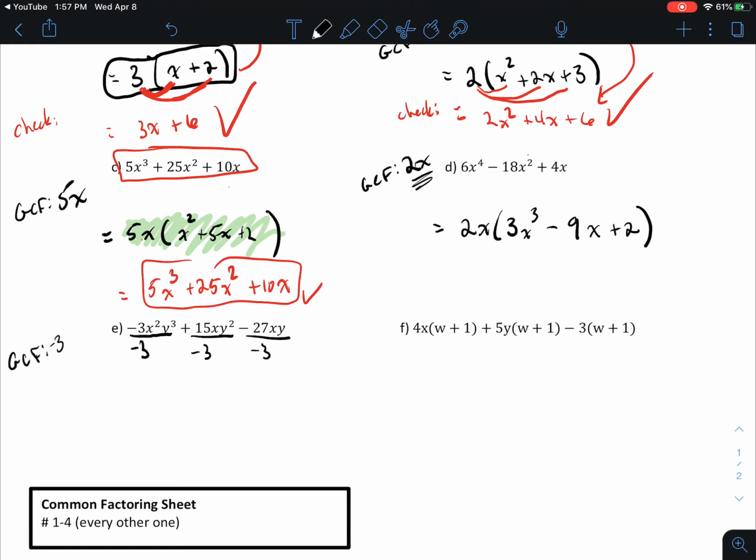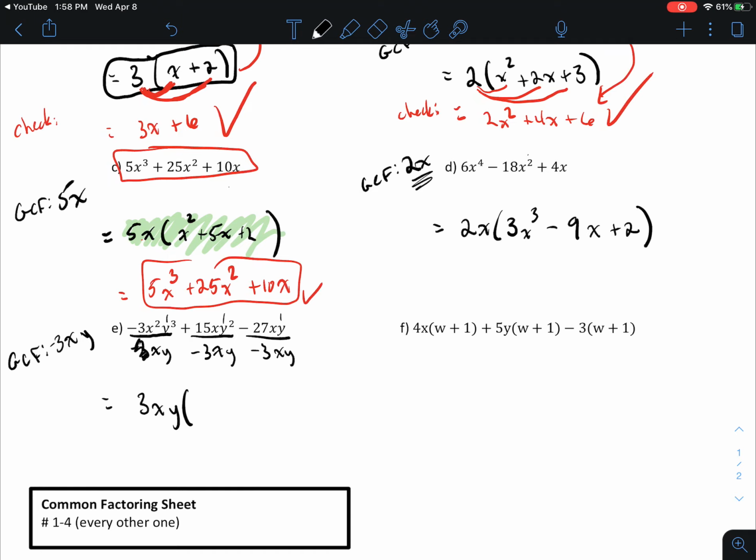Now I also see an x here, an x here, and an x here. So I can put, okay, there's an x in all of them. But then I also see there's a y here, a y here, and a y here. Well, I could put a greatest common factor of y. So now what I want to do is write the result after I remove the greatest common factor.